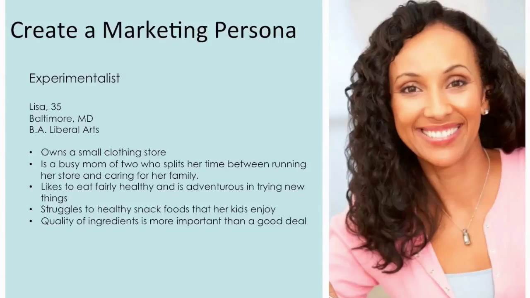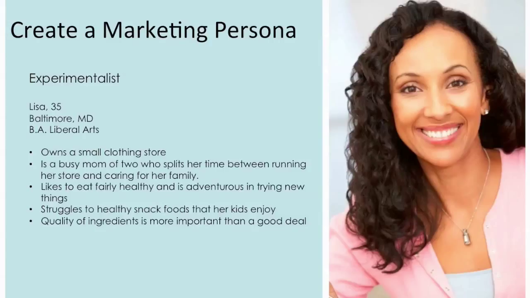Here's one of the personas we came up with. So first thing you'll notice is that we have a big picture of her on the slide, so it's really easy to visualize who she is. This is Lisa. She's 35. She lives in Baltimore, Maryland. She owns a small clothing store, and she's a busy mom of 2. So she has to split her time between running her shop and taking care of her kids.